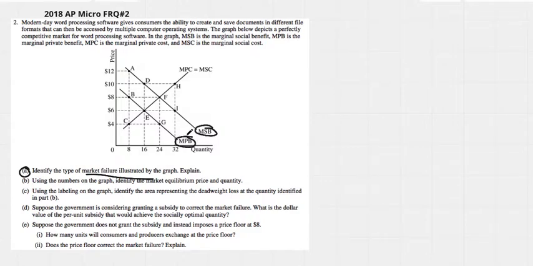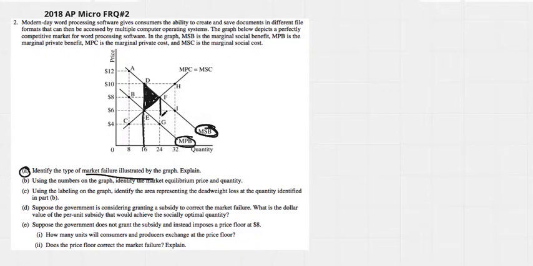So wouldn't that imply that it would be a positive externality? In essence, our deadweight loss is pointing to, remember, your deadweight loss triangle always points to society. So clearly this triangle is pointing to the right. That makes it a positive externality.